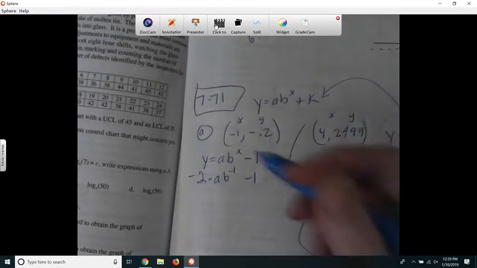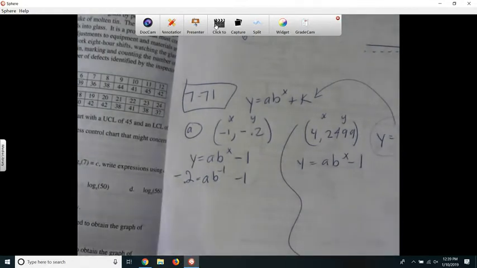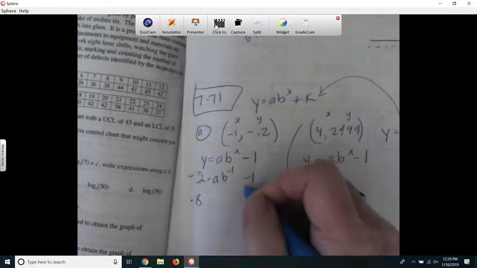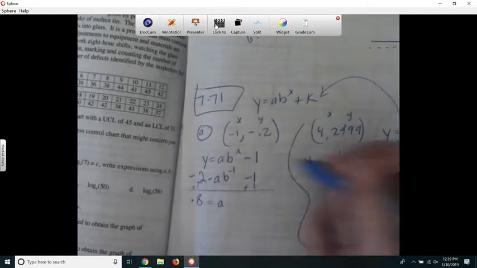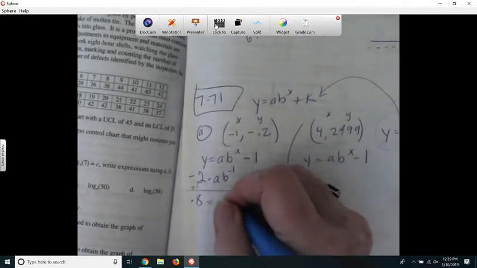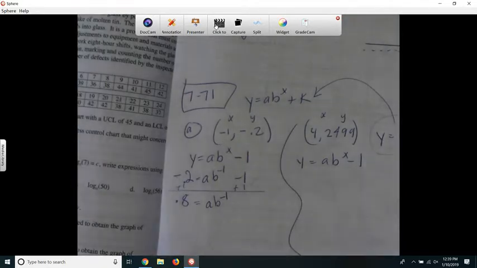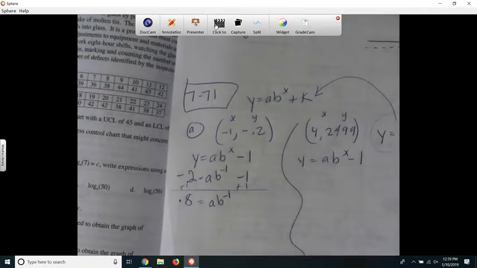So if I solve this, I would have to add 1 to both sides. Unfortunately, it's the decimals. Wouldn't that just be 0.8? Okay, so what I did is I added 1 to both sides, and I got 0.8 equals a times b to the negative 1. Now, I think what I'll do is go ahead and see what happens over here. Maybe something a little bit nicer will happen over here, and then I'll do a system of equations on them.